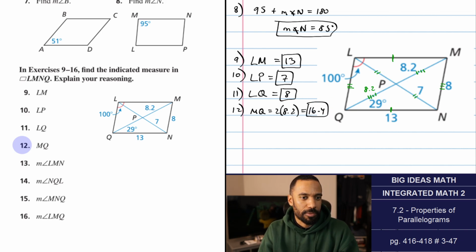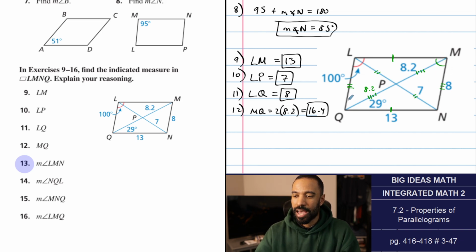Now we're going to do measures of some angles. Let's look at number 13. Measure of angle LMN. LMN is this guy right here. Now what's congruent to it? This guy over here. Now this guy, we do not have an angle measure for. We have this is 29 degrees, but we do not know that diagonals bisect their angles. In fact, they don't. In fact, as this looks like a parallelogram, that doesn't look like it's bisecting it.